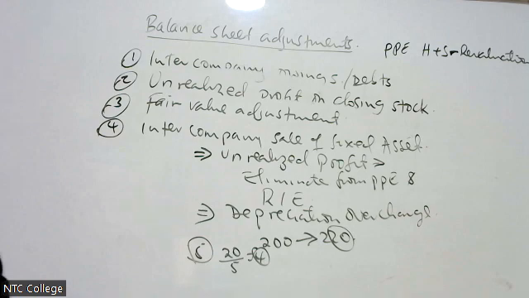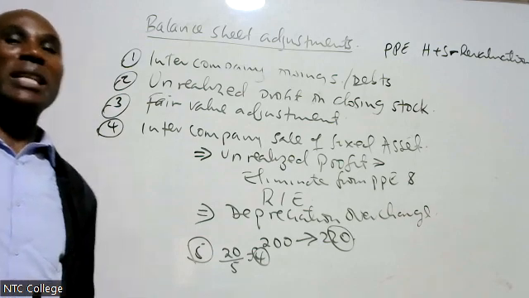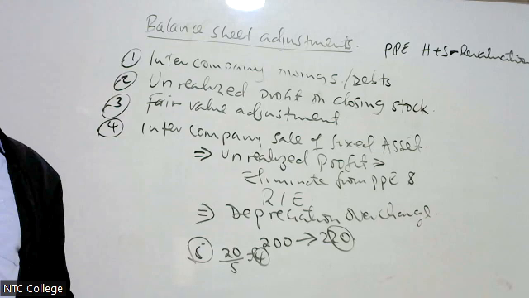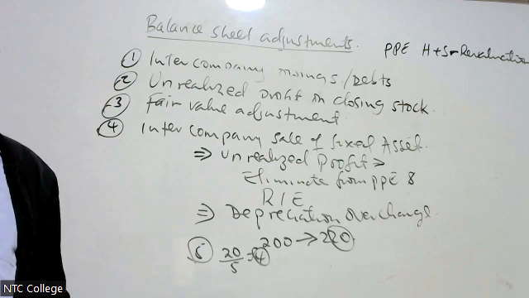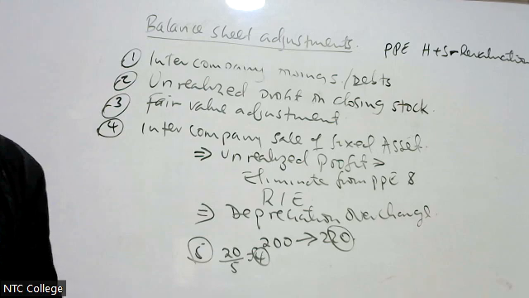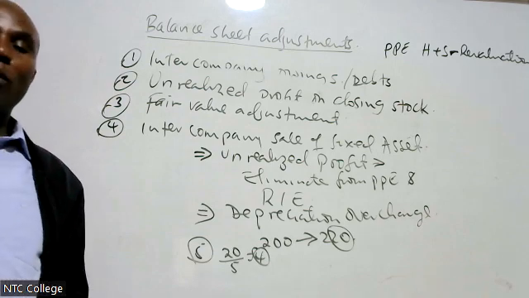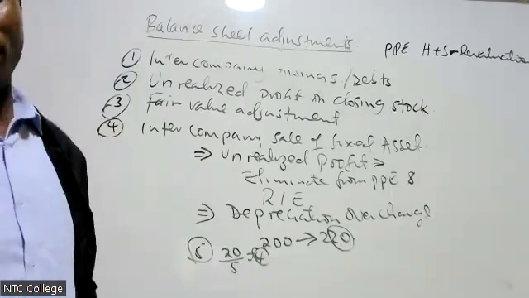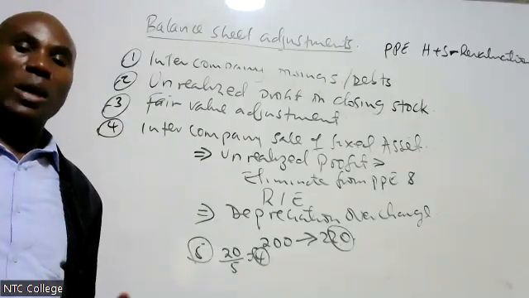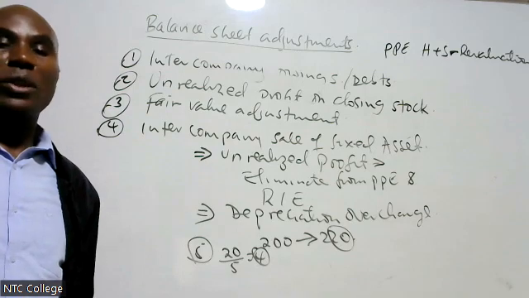Then number 4, the examiner will tell you that during the year, H Limited sold an item of land to S Limited at a selling price of 200 million. H Limited sells goods at a profit margin of 20%. Then he keeps quiet. It means that we sold an item of land at a profit. Therefore, you are required to adjust before you consolidate.